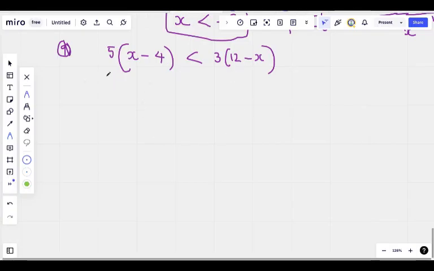So what we just need to do is to expand. Expand the left, and expand the right side. Then we collect like terms, as usual. It's the same principle. If it's in fraction, you multiply by the LCM throughout, then you expand, then you collect like terms. If no fraction, if it has brackets, you just expand, then you collect like terms. So straight away, 5 times x, we have 5x. 5 times negative 4, we have negative 20. Is less than 3 times 12, we have 36.